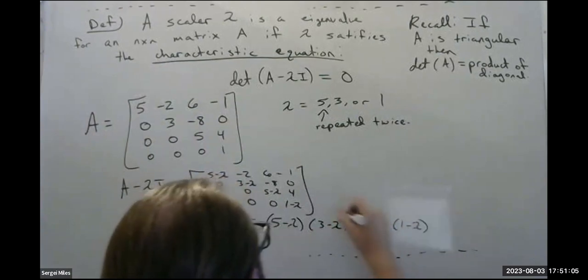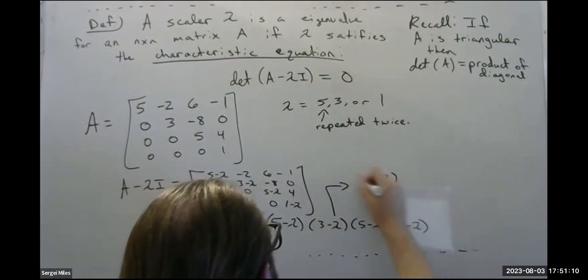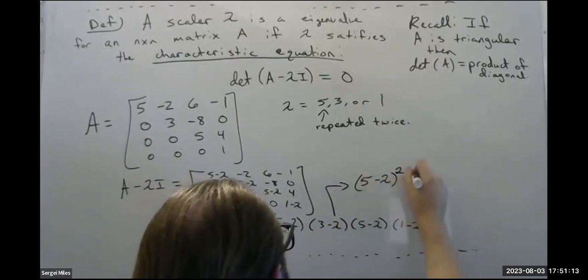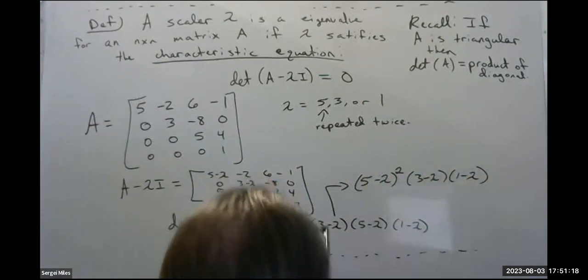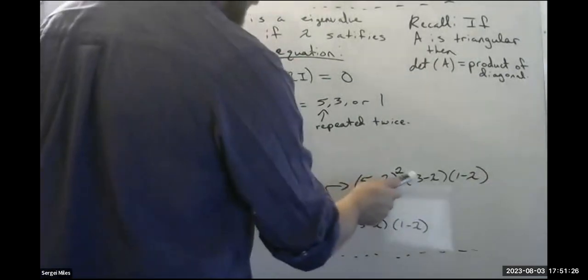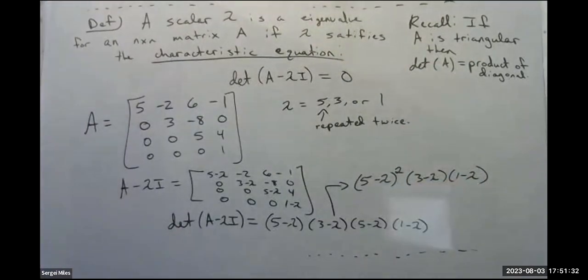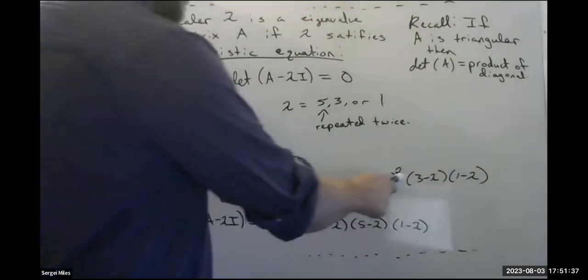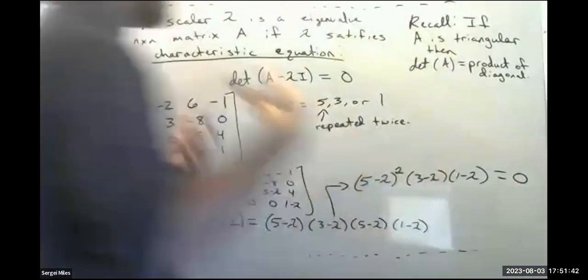Or in other words, I could rewrite this as 5 minus lambda squared times 3 minus lambda times 1 minus lambda. In other words, the number of times your eigenvalue appears is telling you the multiplicity of its factors in the polynomial for the determinant here, right? So if you remember from college algebra, multiplicity is referring to how many times a root for a polynomial appears. In other words, what is a root?